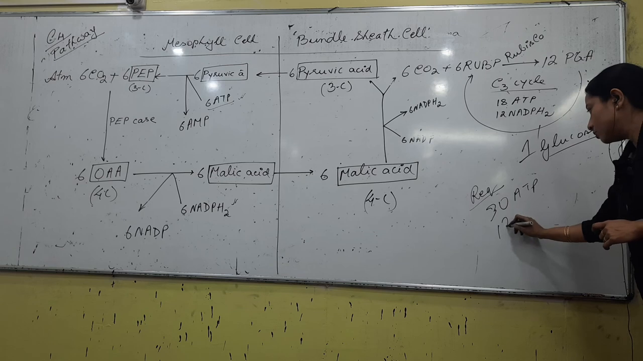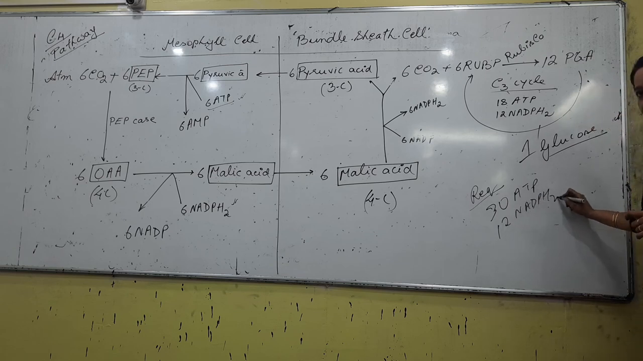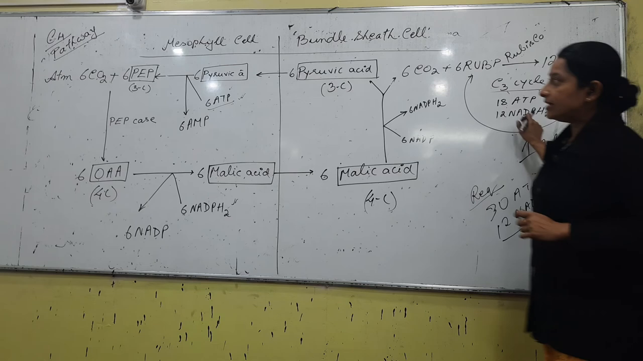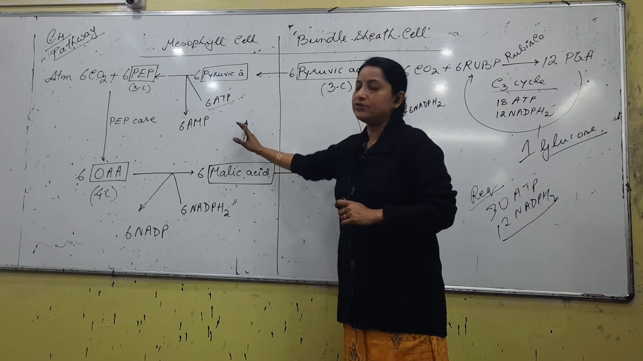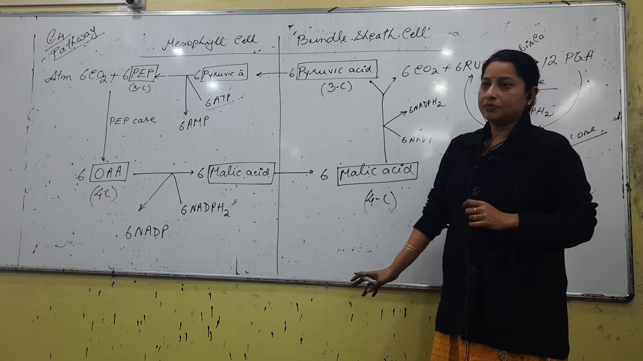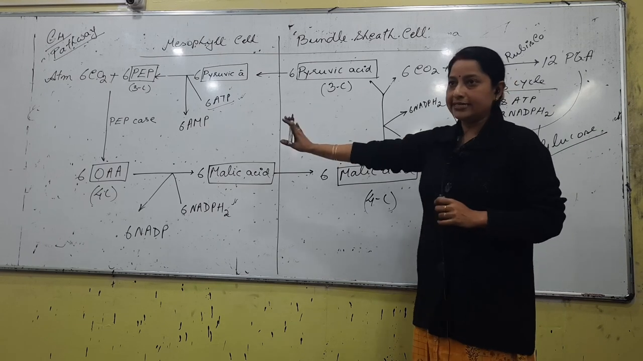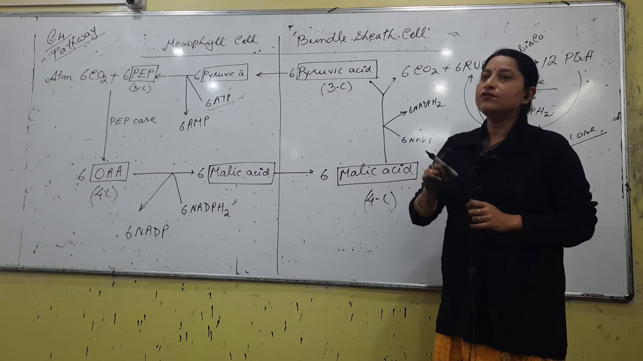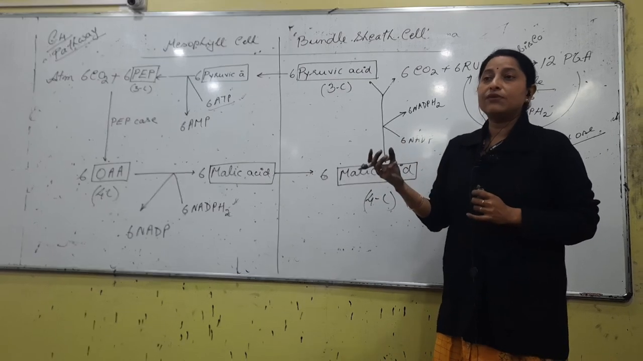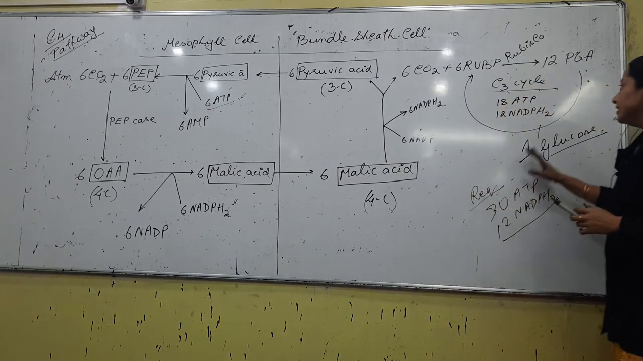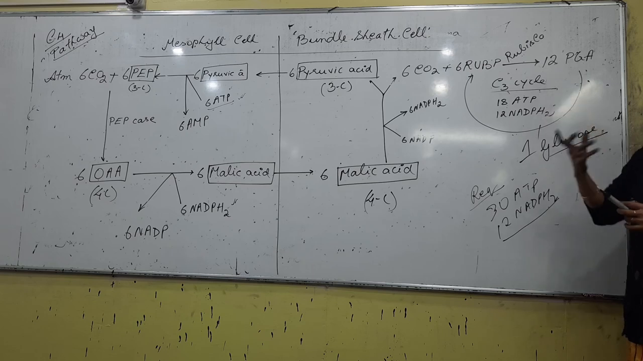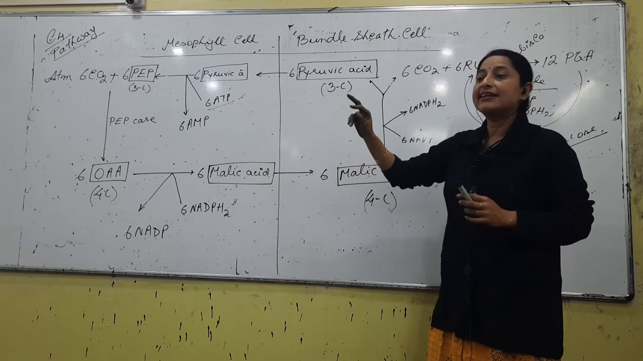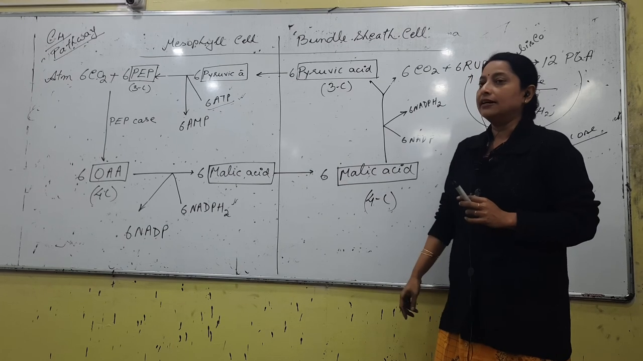30 ATP, 12 NADPH2. Clear? If you are talking about this, 12 NADPH2 was used. As a whole, one molecule of glucose has been synthesized. In C4 plants, if one molecule of glucose has to be synthesized, what will the NADPH2 requirement be? 12. We have seen all 12 were consumed in C3. So the question is: is any extra NADPH2 consumed in this part or not?